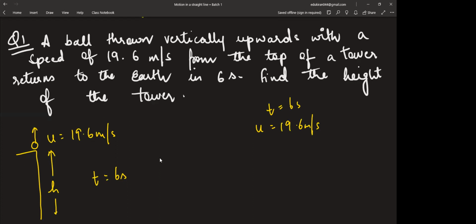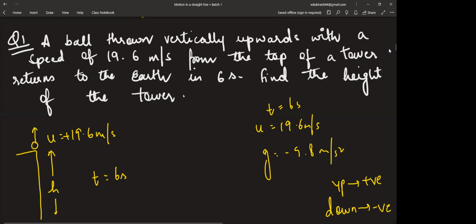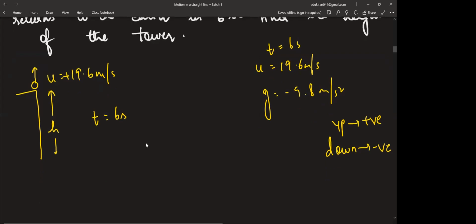Now again, as I have discussed with you, we have to keep sign conventions in mind. So let us take upwards as positive and downwards as negative. So u will be plus, and g will be minus 9.8 meter per second square. All right, so height is minus h. So s is equal to ut plus half at square.